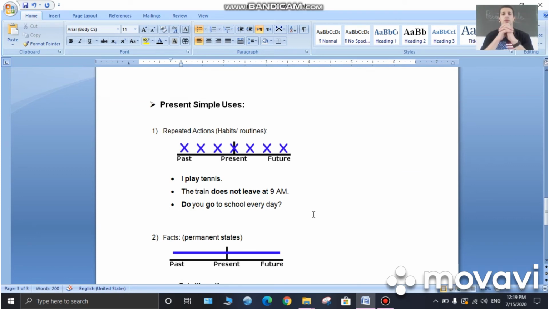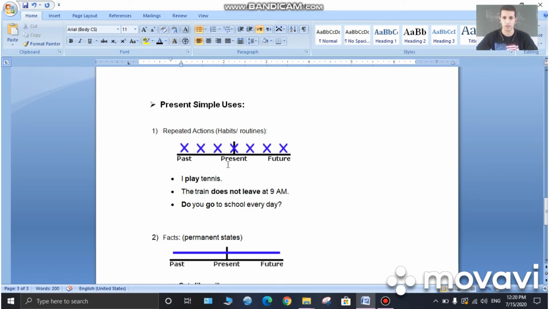Okay, now you might wonder when to use present simple or what is the use of present simple. Actually, we have two usages that we will learn today. We have a repeated action, which is habits or routines, and we have a timeline here. The timeline indicates when to use it. Do we use it in the past, present, or the future? Here you have all the time. That means repeated action. You did it in the past, you are doing it in the present, and you will do it in the future. This is a routine or habit.